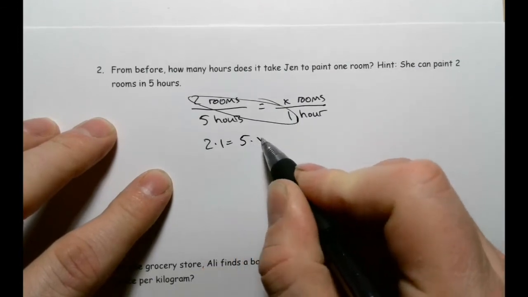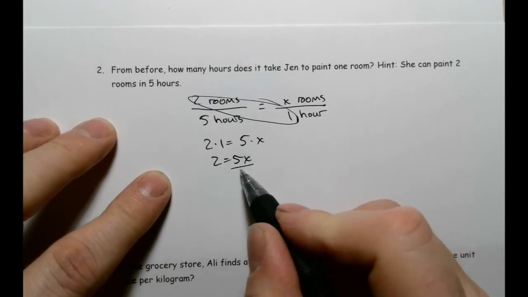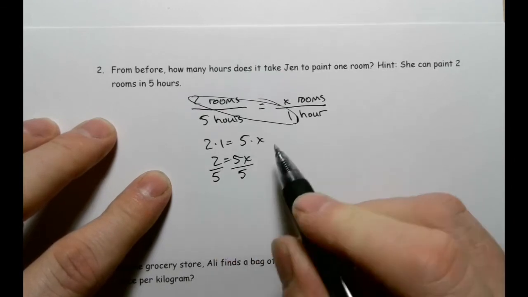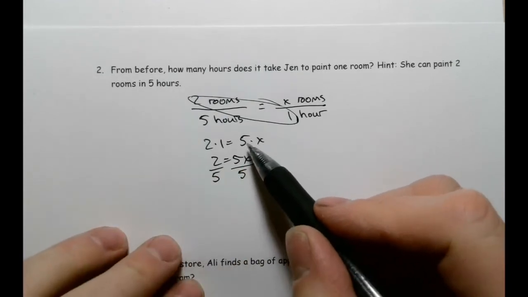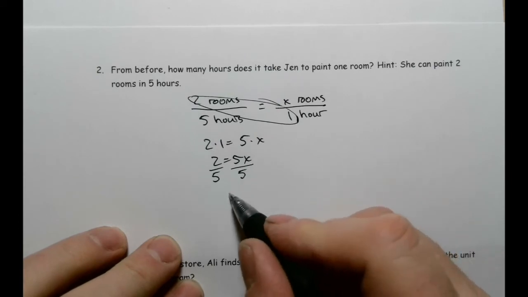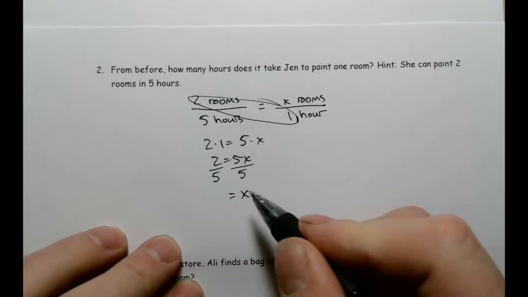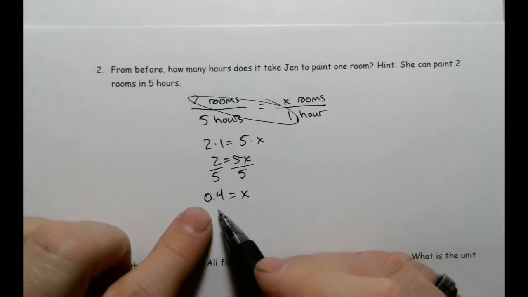Then I'm going to divide both sides by 5, because remember, I want to get the x by itself. It's 5 multiplied by x, so I've got to get rid of that. So 5 divided by 5 is 1, times x is x. And then 2 divided by 5 is going to be 0.4. And this is one of those cases where I'm actually better off using the decimal.